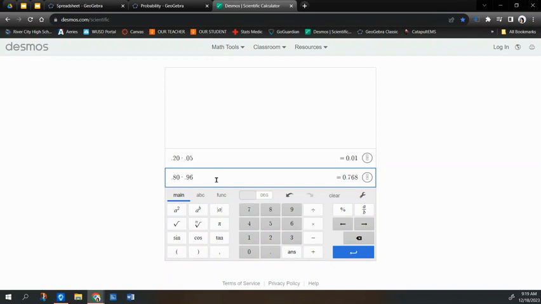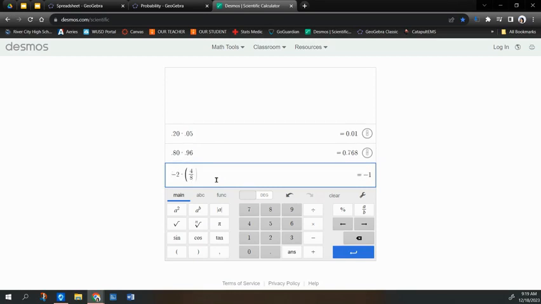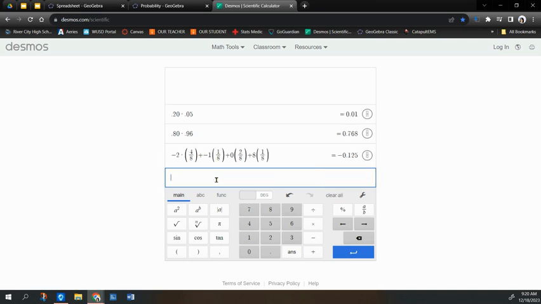So if we put that in our calculator, -2 times 4 over 8, plus -1 times 1 over 8, plus 0 times 2 over 8, plus 8 times 1 over 8. So the expected value is -0.125.